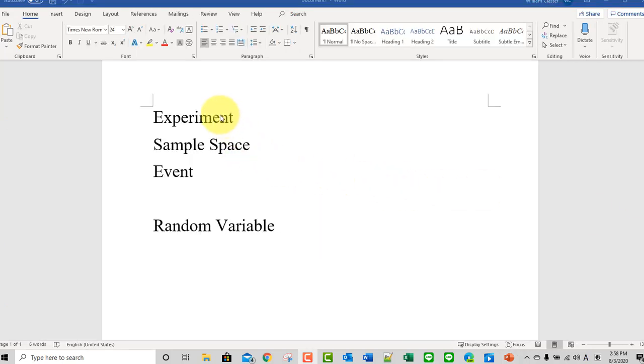So we have these three important concepts in probability: experiment, sample space, and event. And then there's also this other concept called a random variable. So we want to talk about that. So let's imagine that we have, let's say we have the experiment of tossing a die.